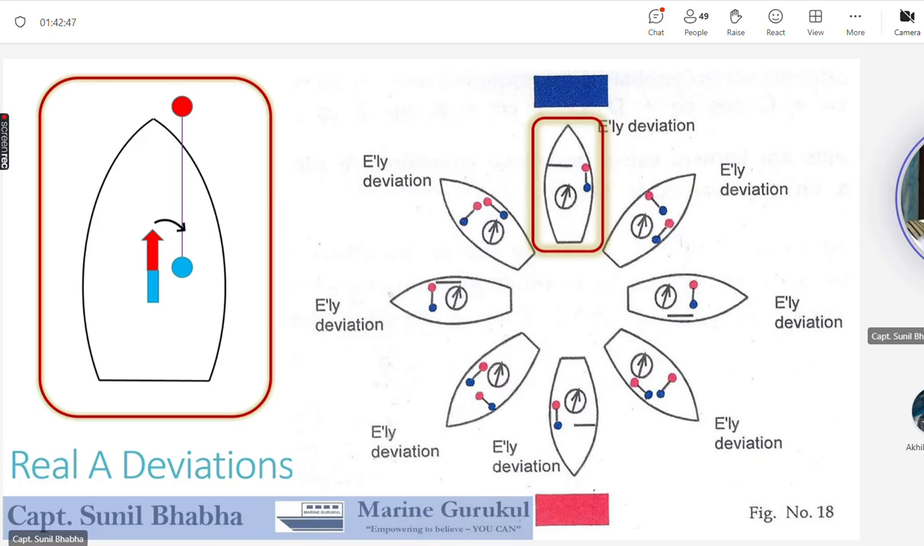Copied. So this is just a circumstance we are taking. It is easterly to us.